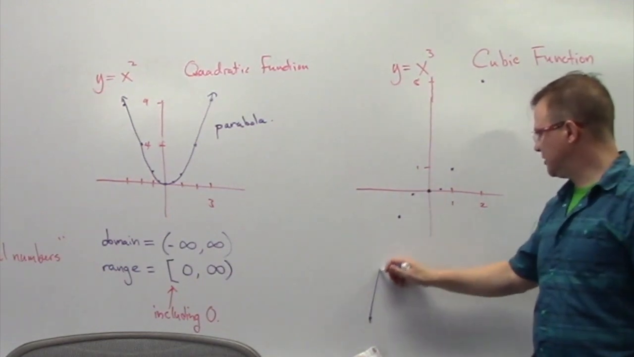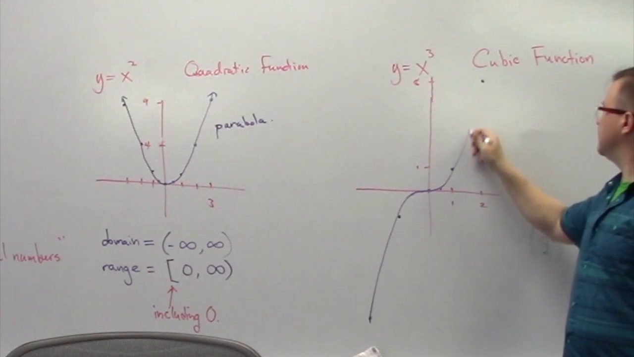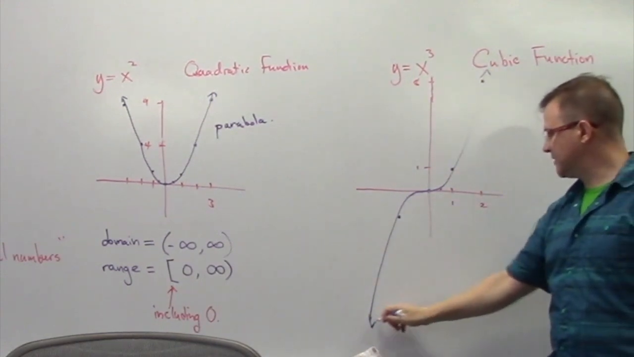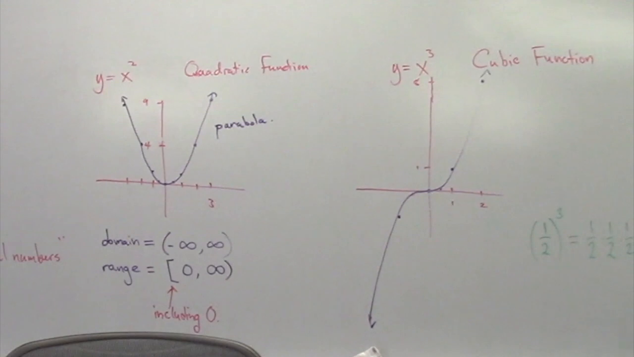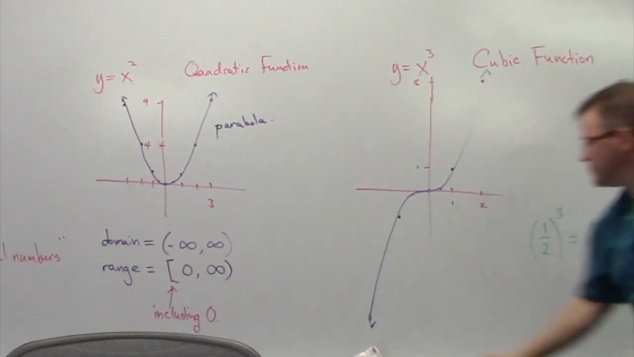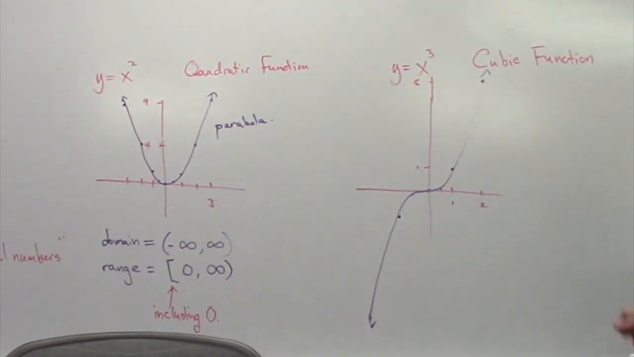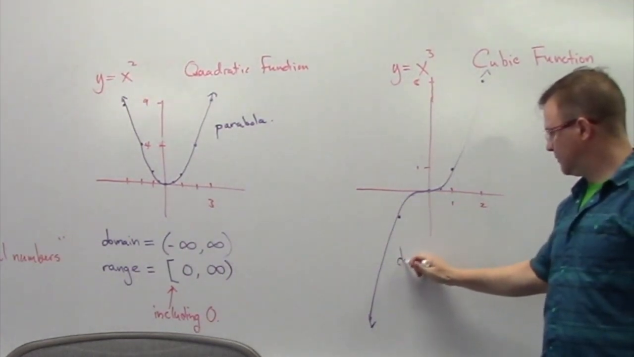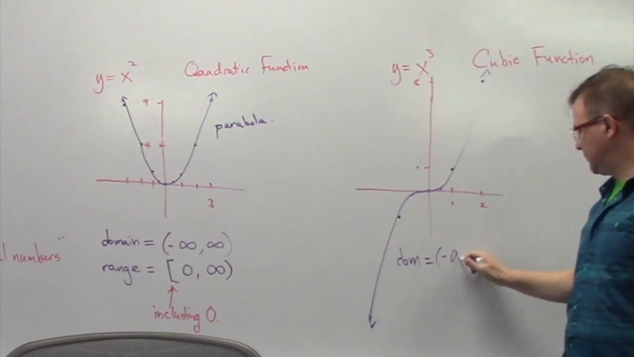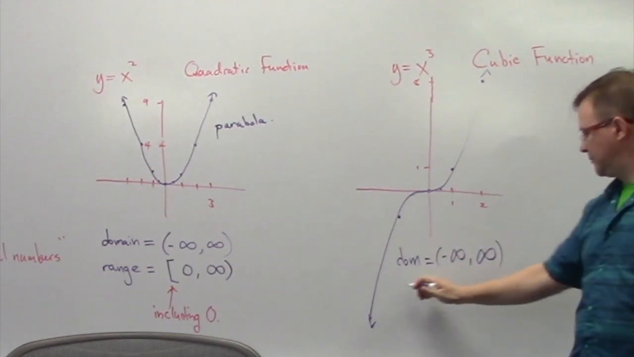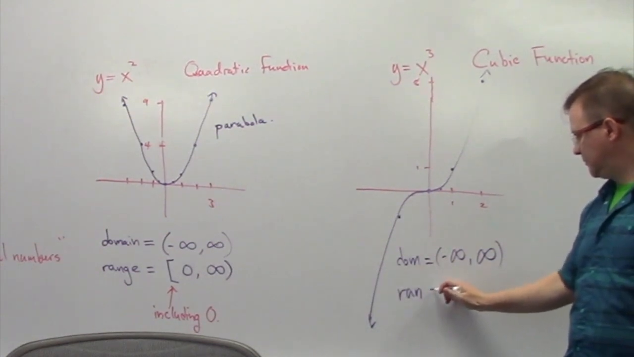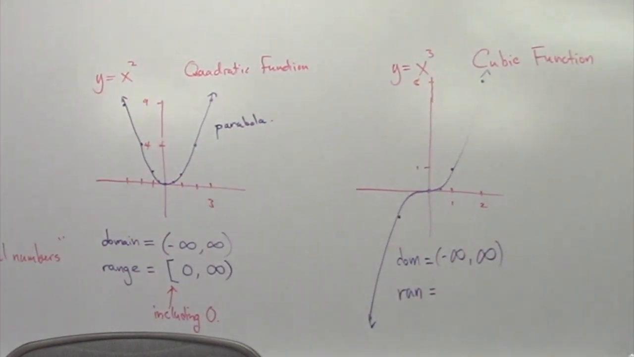So I'm pretty sure that if we use the next hour just plotting points and stuff like that, the spaces in between the dots will start to fill themselves in, and it'll start to resemble a shape like that. What's the domain now? All real numbers. What about the range? Same deal.